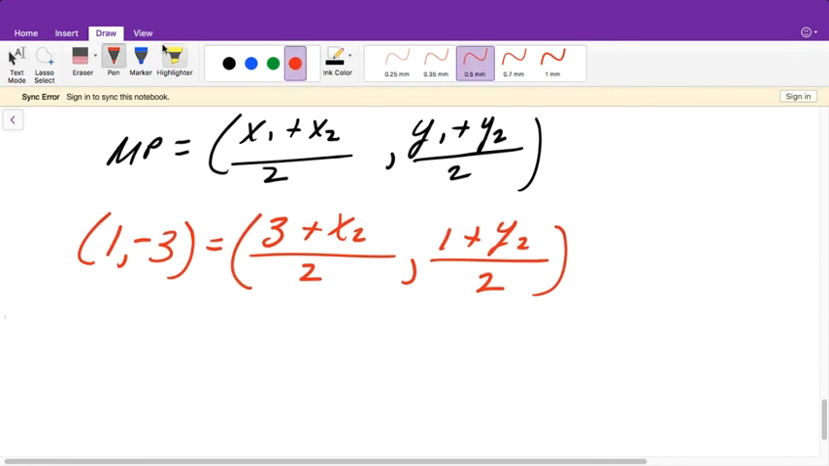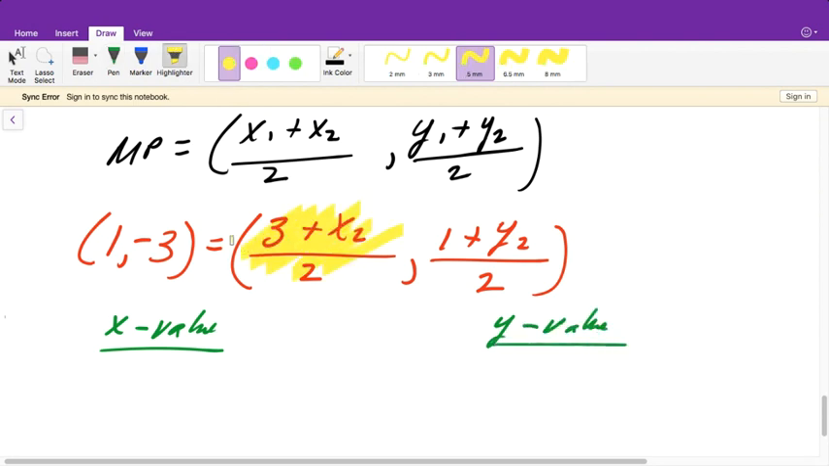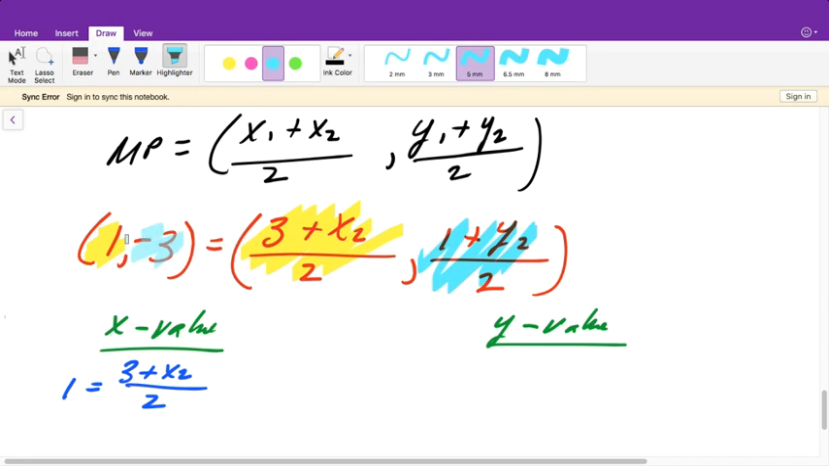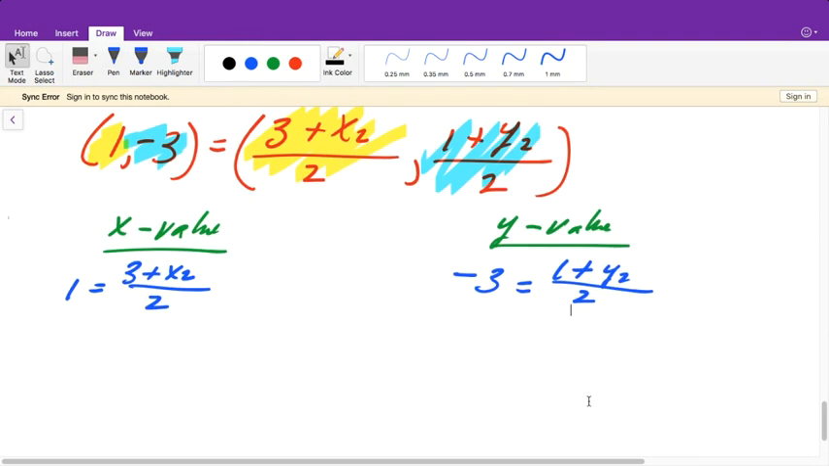Now, when we do this, what we need to do is create two separate formulas. We are going to find our x value, and then we are going to find our y value. And what we do is we take this here, which generates this 1. So this 1 is equal to (3 plus x2) divided by 2, because we know that this x average gave us a 1 as our midpoint. And then this value here generates this negative 3. So I can create this equation of negative 3 is equal to (1 plus y2) divided by 2, because I know the averages will give us negative 3.